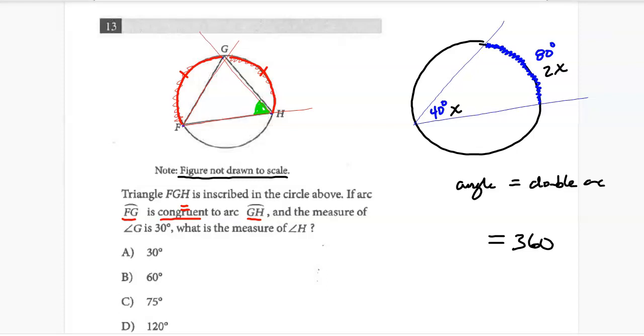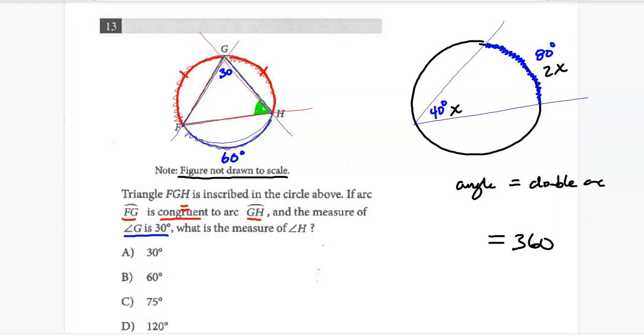Now our clue, what they give me that really helps me out here, is they do tell me what the angle of G is. So angle G is 30 degrees. And angle G intercepts this big piece. This is trapped by angle G. So I need to double that. So if G is 30, the arc out here, FH, is 60.